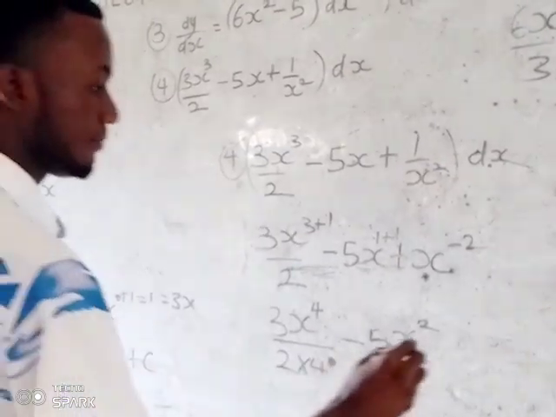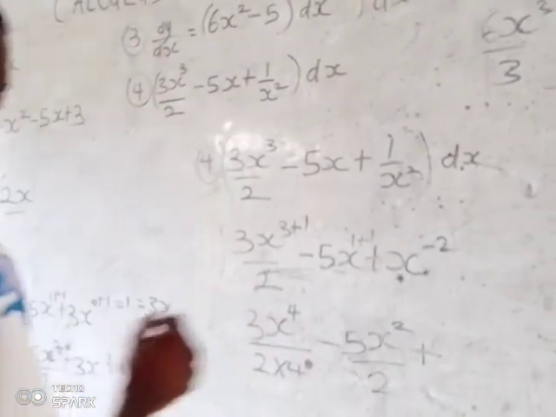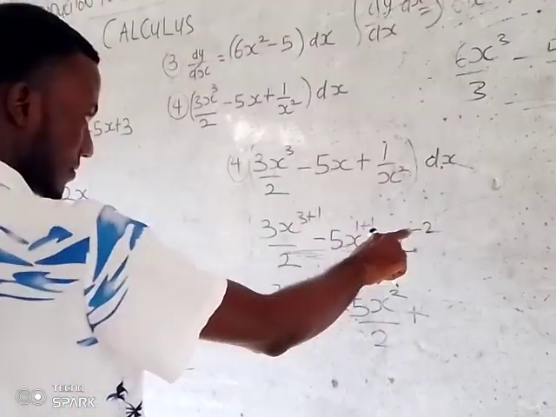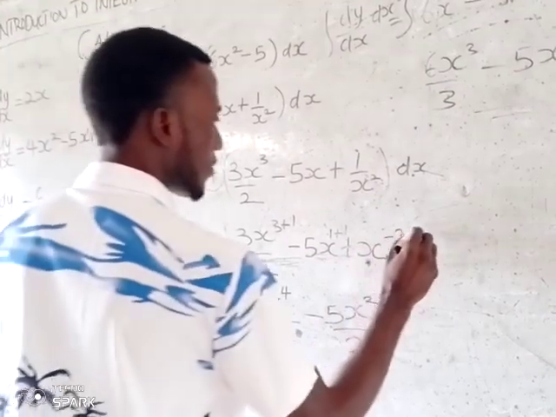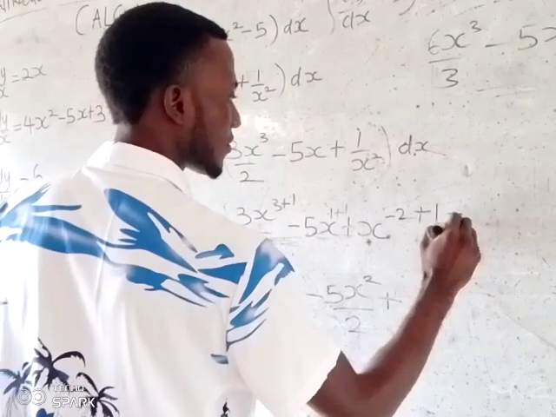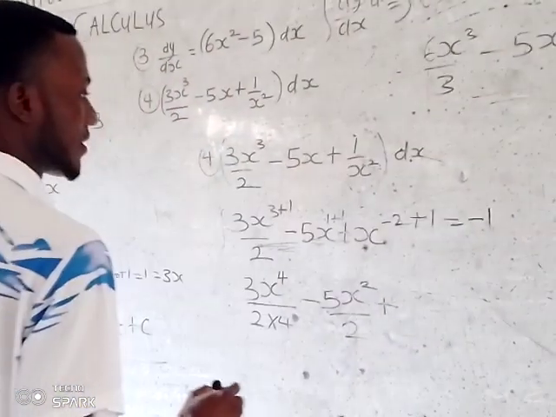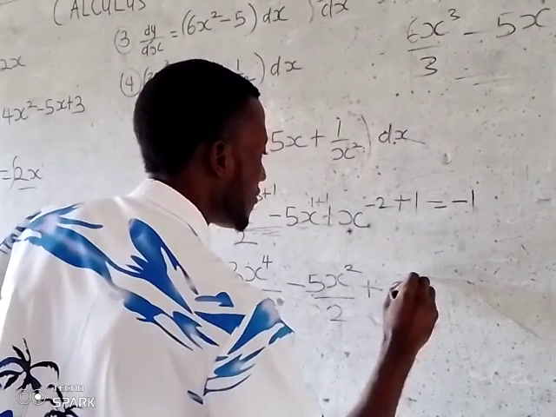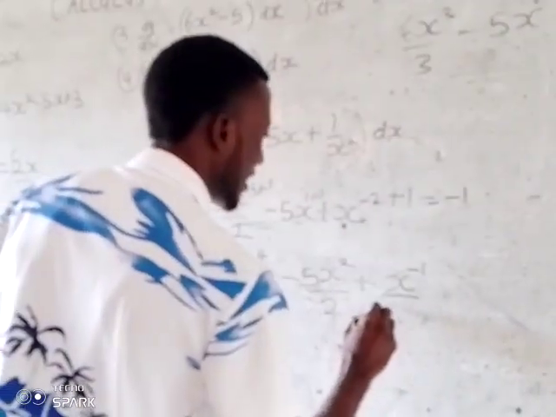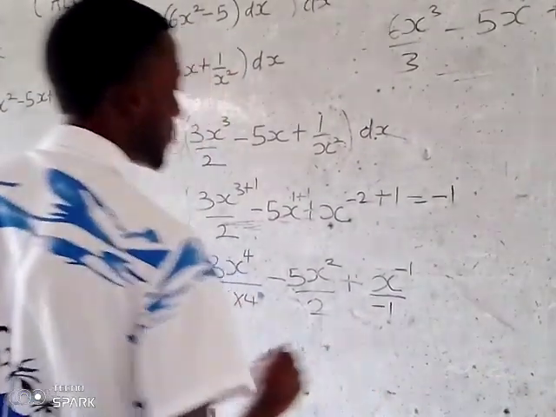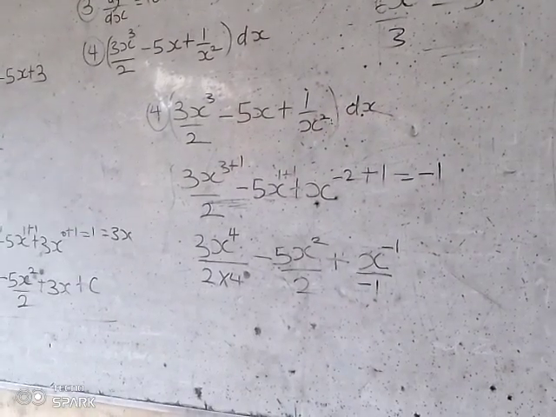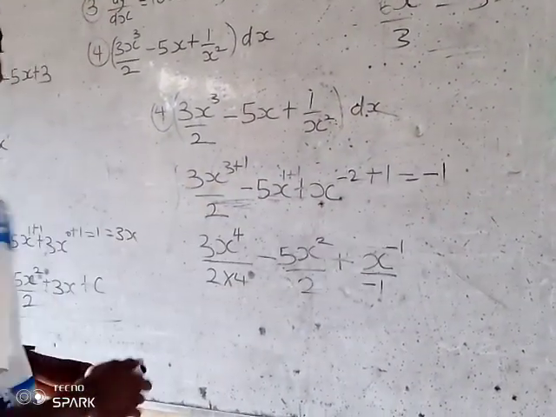Plus, you have to be very careful at this moment not to make mistakes. This is s raised to the power of minus 2 plus 1 now. Minus 2 plus 1 is going to give us minus 1. That's s raised to the power of minus 1. So divided by the new power will give us s to the power of minus 1 divided by minus 1. We are not done yet. No need to write the constant of integration because we are not done.